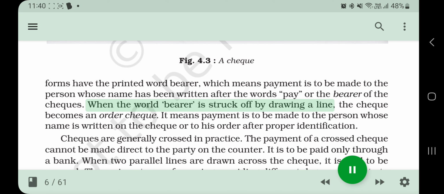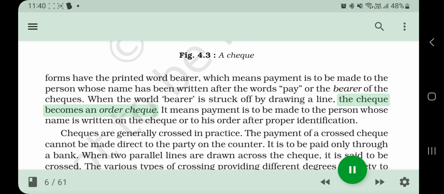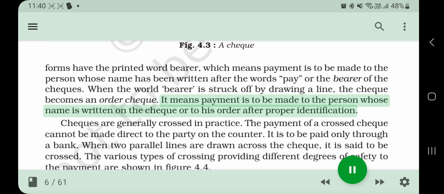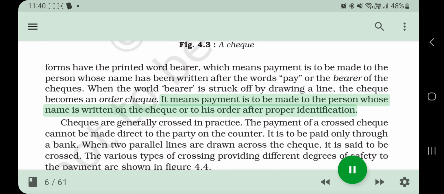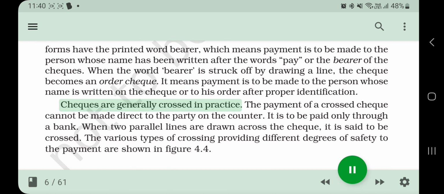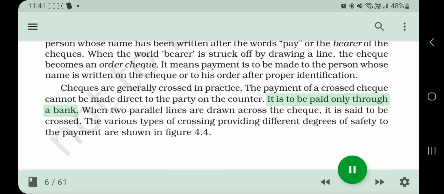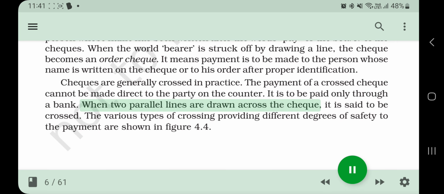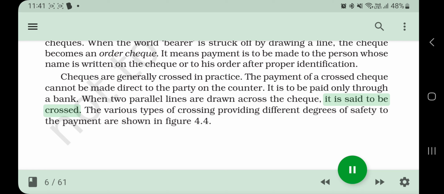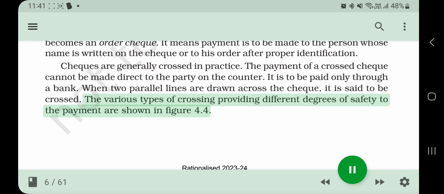When the word bearer is struck off by drawing a line, the check becomes an order check. It means payment is to be made to the person whose name is written on the check or to his order after proper identification. Checks are generally crossed in practice. The payment of a crossed check cannot be made direct to the party on the counter. It is to be paid only through a bank. When two parallel lines are drawn across the check, it is said to be crossed. The various types of crossing providing different degrees of safety to the payment are shown in figure 4.4.